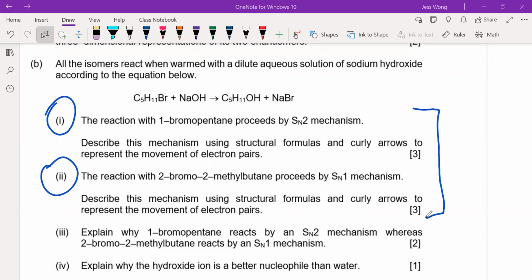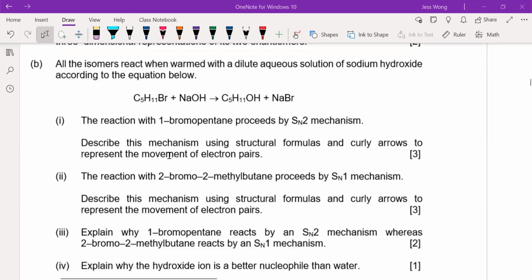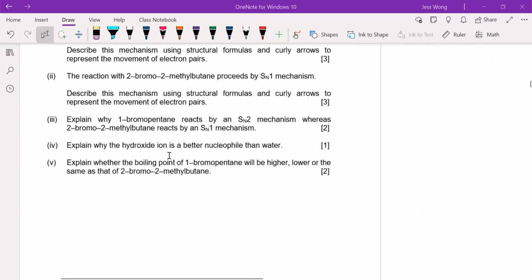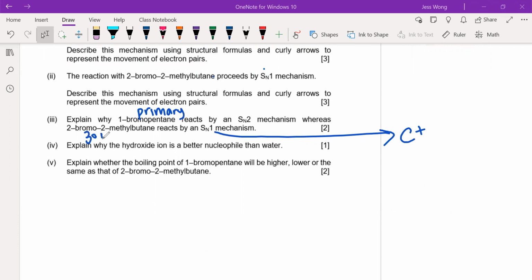Okay, so we'll proceed on to B part 3. Explain why 1-bromopentane proceeds by SN2 mechanism while 2-bromo-2-methylbutane proceeds by SN1. If you recall, SN1 mechanism involves the formation of a carbocation, right? And 1-bromopentane is a primary halogenoalkane, and 2-bromo-2-methylbutane is a tertiary halogenoalkane. So it makes a difference in terms of the stability of the carbocation, right? But how are we going to present and explain very clearly the carbocation?